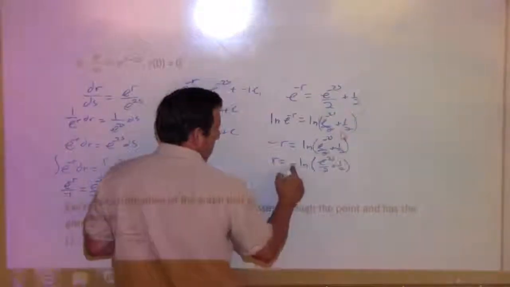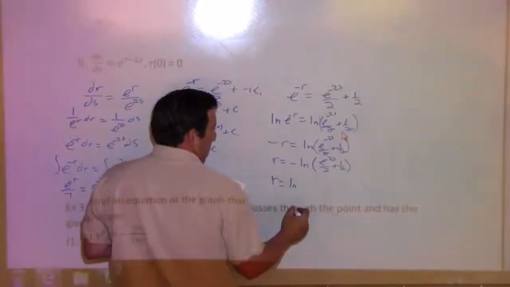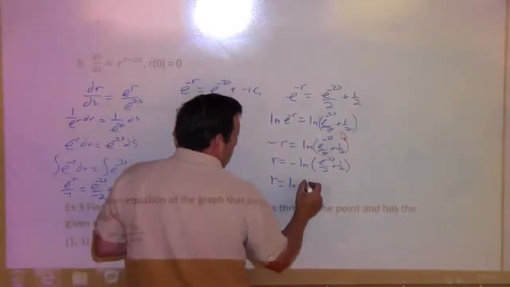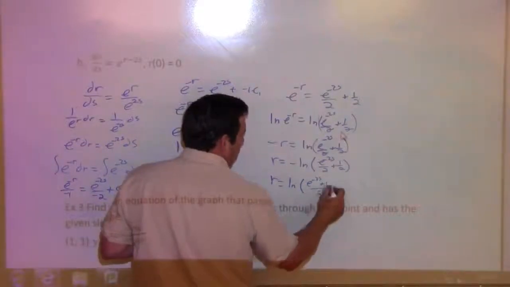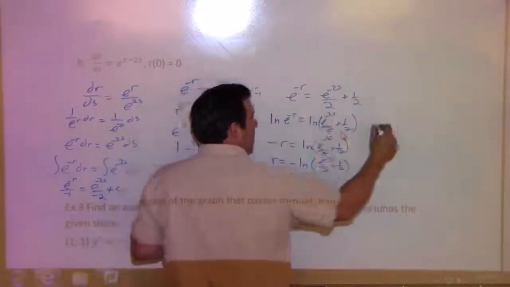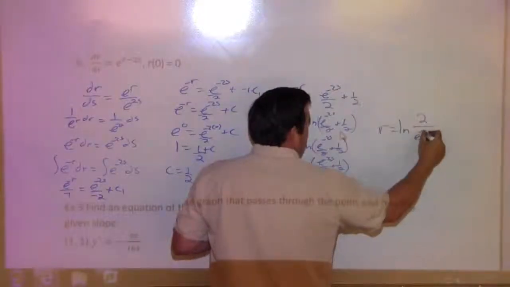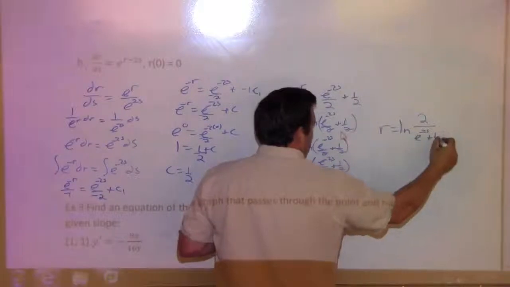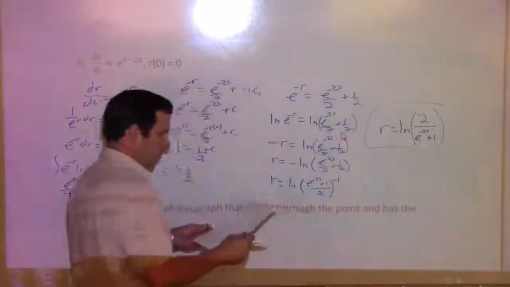Bring the negative out front as a power. R equals the natural log. Oh, before I do that, I'll do this in the same step. E to the negative 2s plus 1 over 2, to the negative 1. So r would be equal to the natural log of 2 over e to the negative 2s plus 1. There we go.